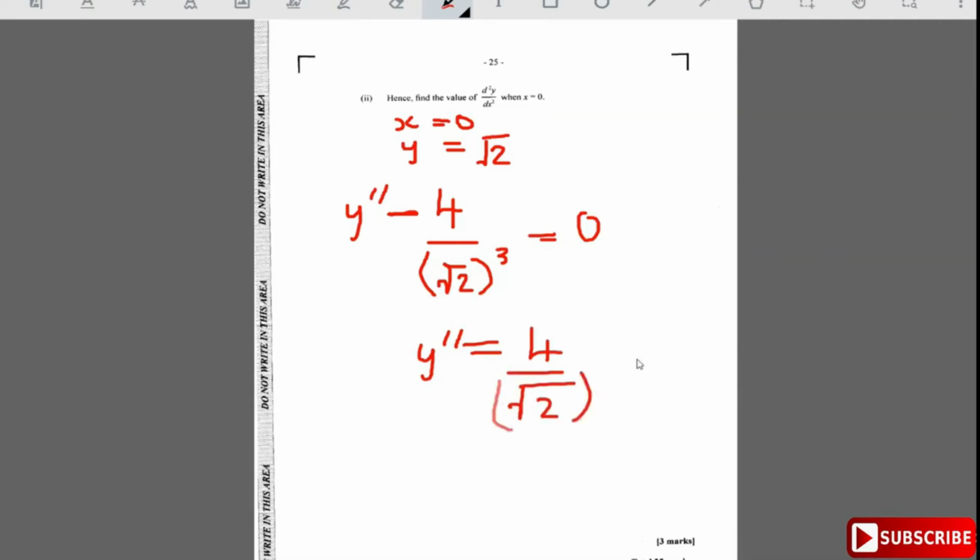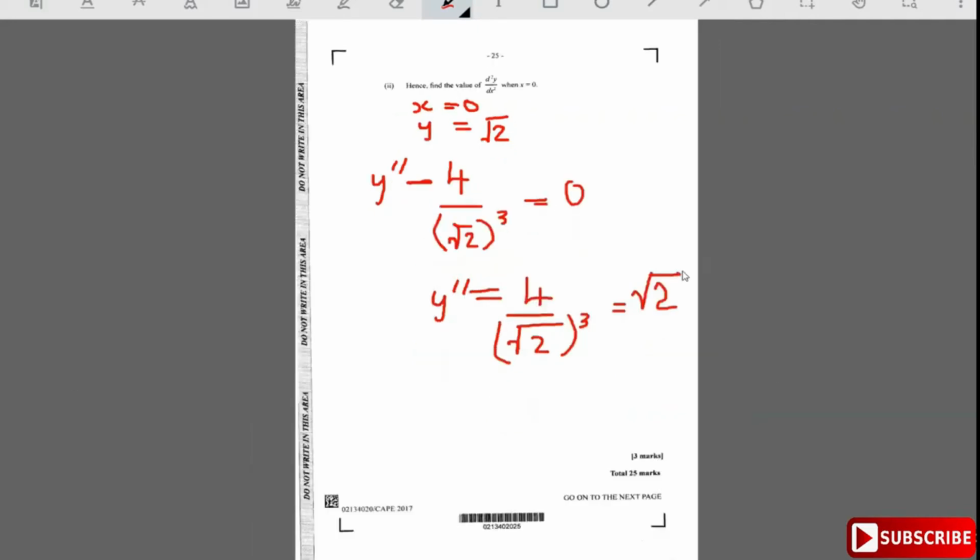If you want to give them the decimal, put it in a calculator. 4 divided by root 2, all cubed. And I'm getting root 2, surprisingly. Root 2. That's the second derivative: root 2. Nice and easy.